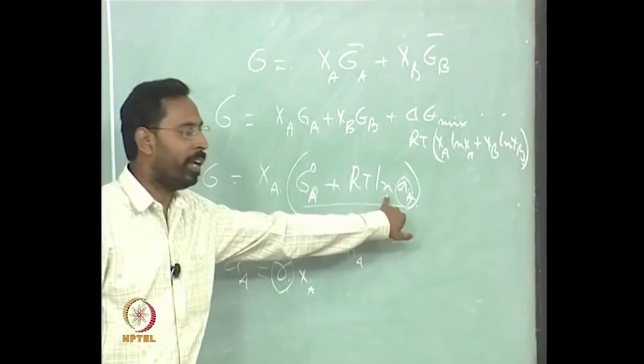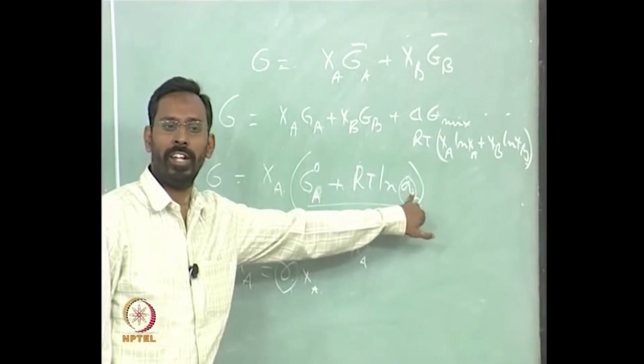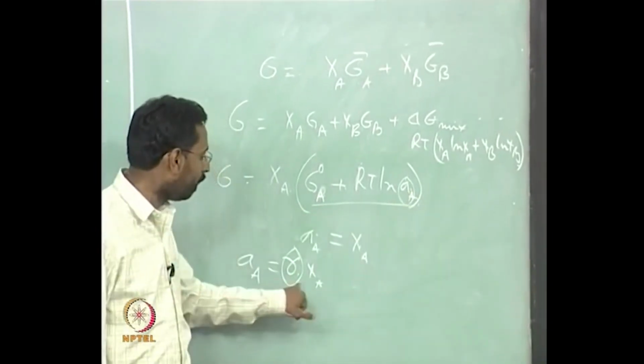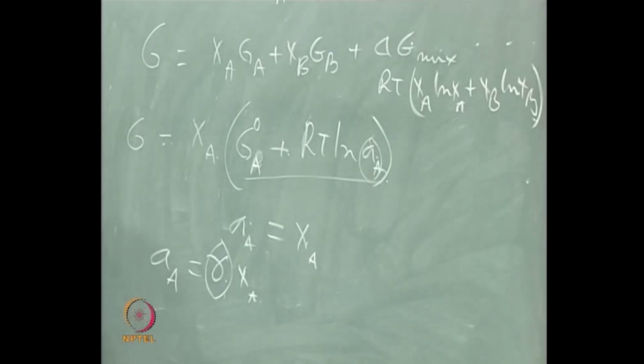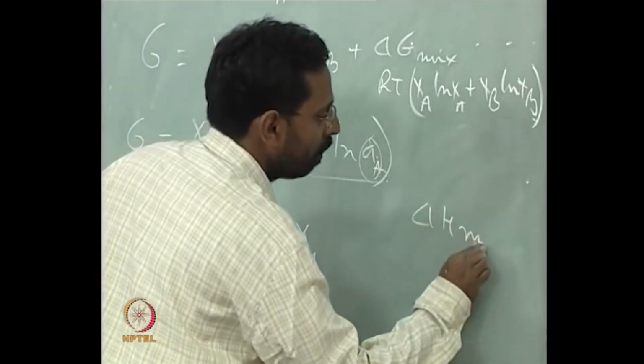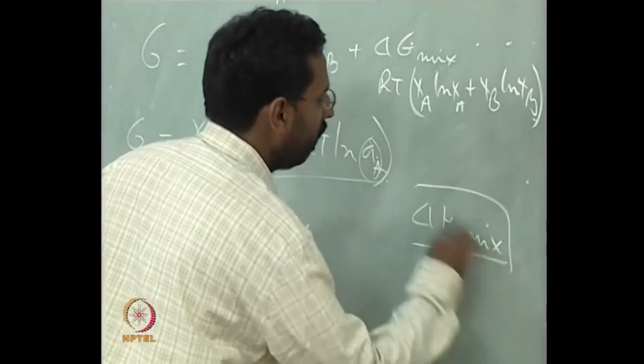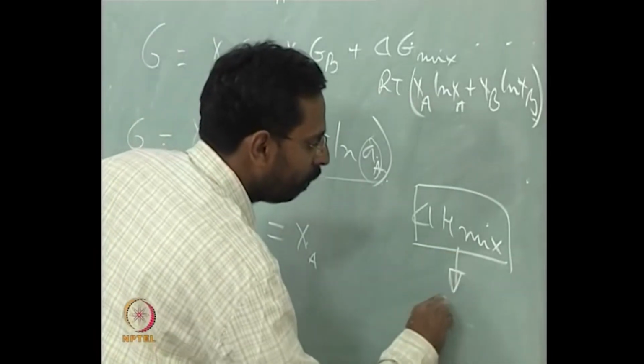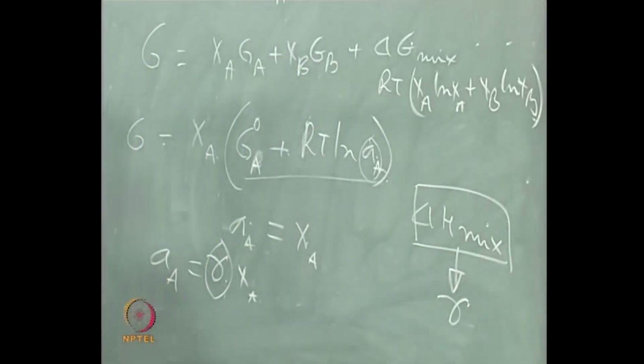I can put here, in place of activity ln A, ln gamma XA, and that can be split into two parts: one is the ln gamma part, another is the ln xa part. The ln gamma part is what is related to the delta H. So, the delta H mixing is always related to the activity coefficient gamma.